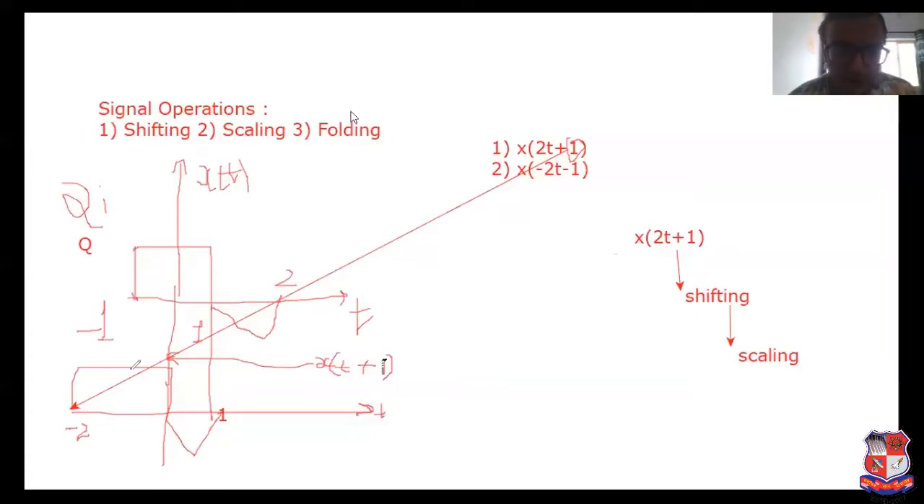Now apply the operation of compression. So means what? Divide with 2. If 3 is given, then divide with 3. So here divide with 2. See here, a continuous signal is present, that's why the overall graph remains constant. So minus 2 divided by 2 means what? Minus 1.